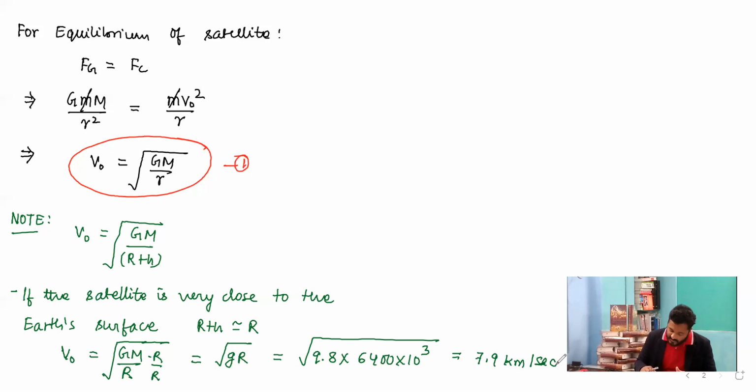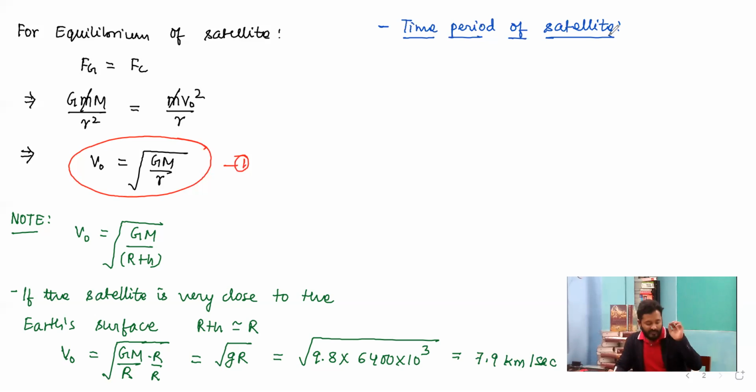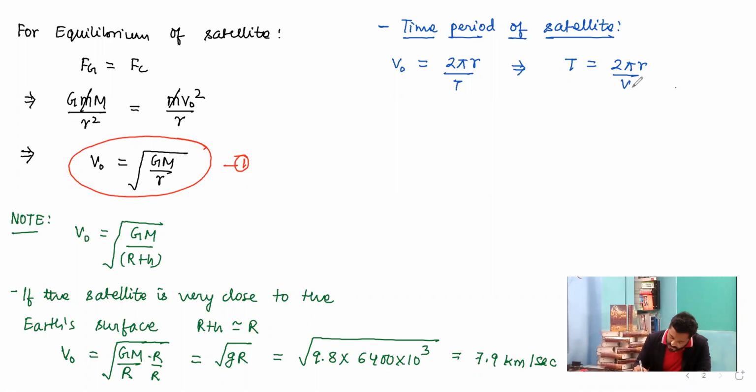The next thing which we are going to discuss is the time period of the satellite. We are considering that the satellite is moving in a circular path with this fixed velocity v naught, which we have calculated as root GM upon small r. So the speed of this satellite can be written as distance traveled upon time taken. Writing capital T, the time taken can be written as 2 pi small r by v naught, that is, 2 pi small r, and v naught is root over GM upon r.